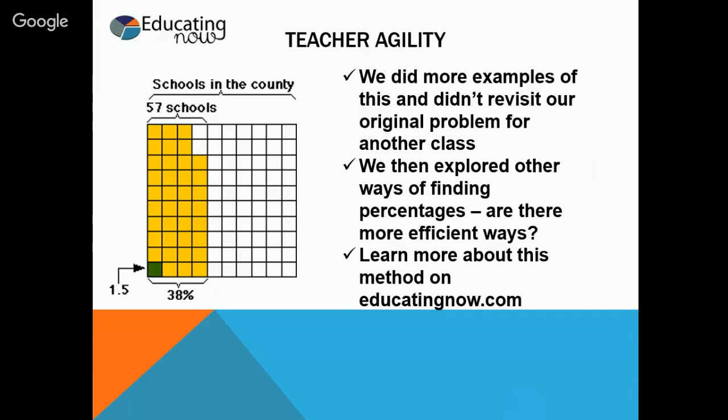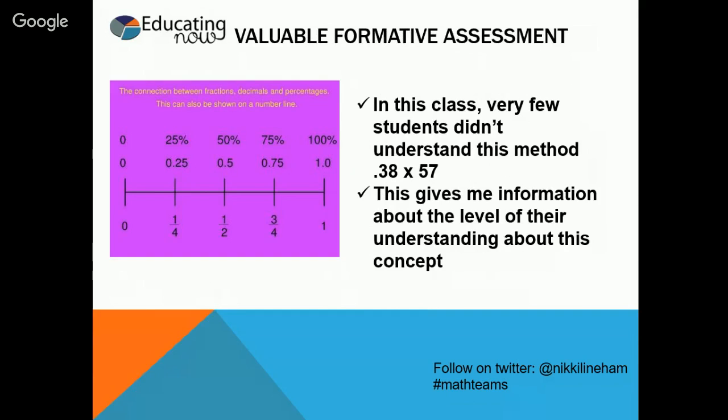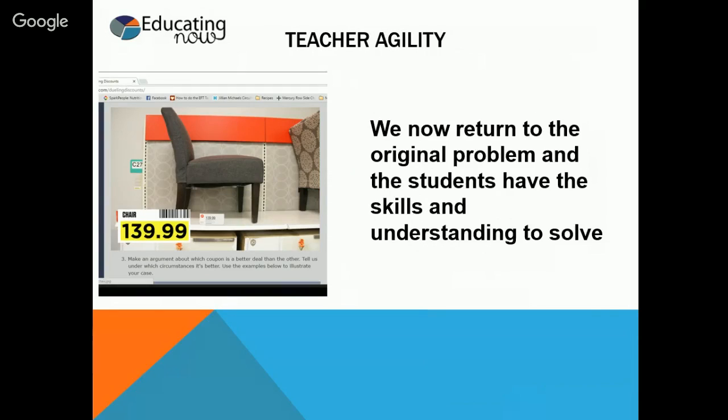So we did more of these, we explored different ways, and then I always ask, is this really efficient, taking a box and cutting it up and figuring out one square? Are there more efficient ways? And in this case, very few of the students understood that traditional method, which gave me some really good information about their level of understanding and lack of understanding with certain concepts here.